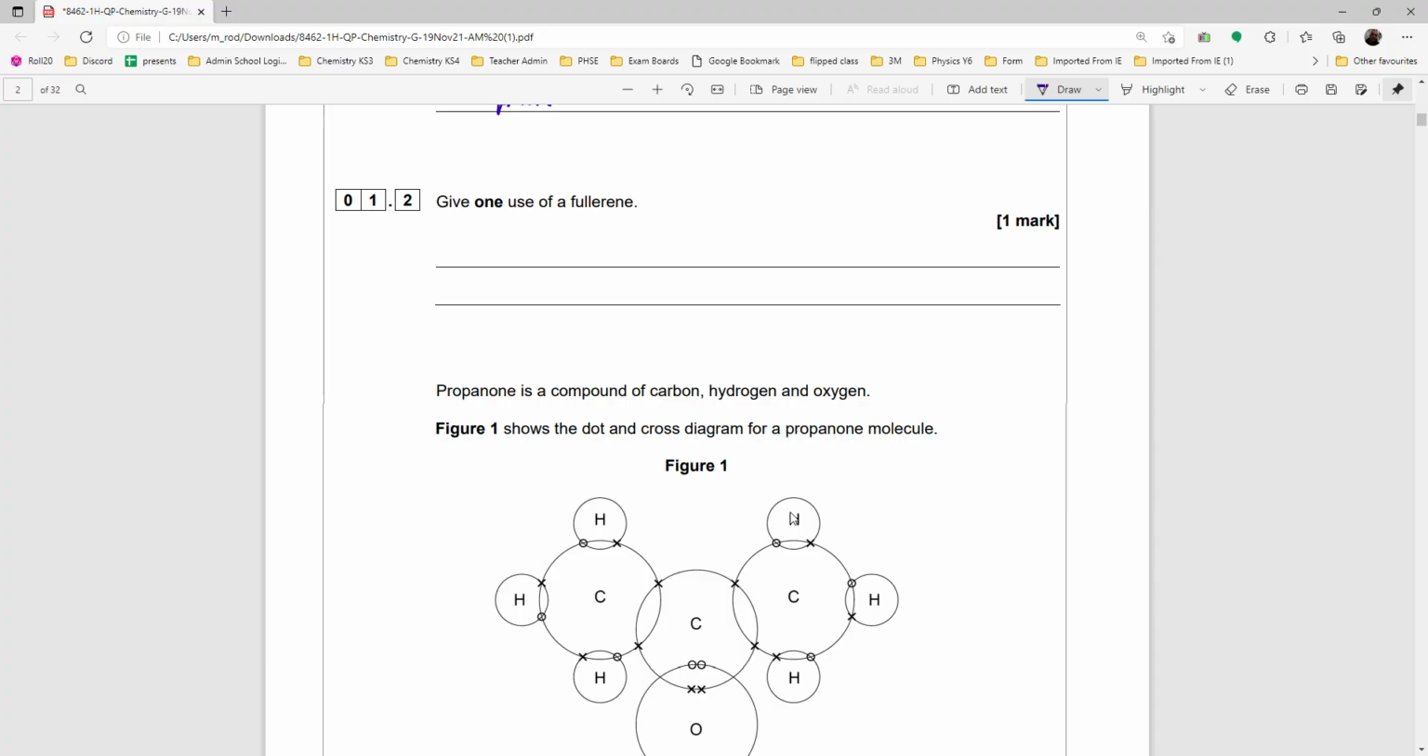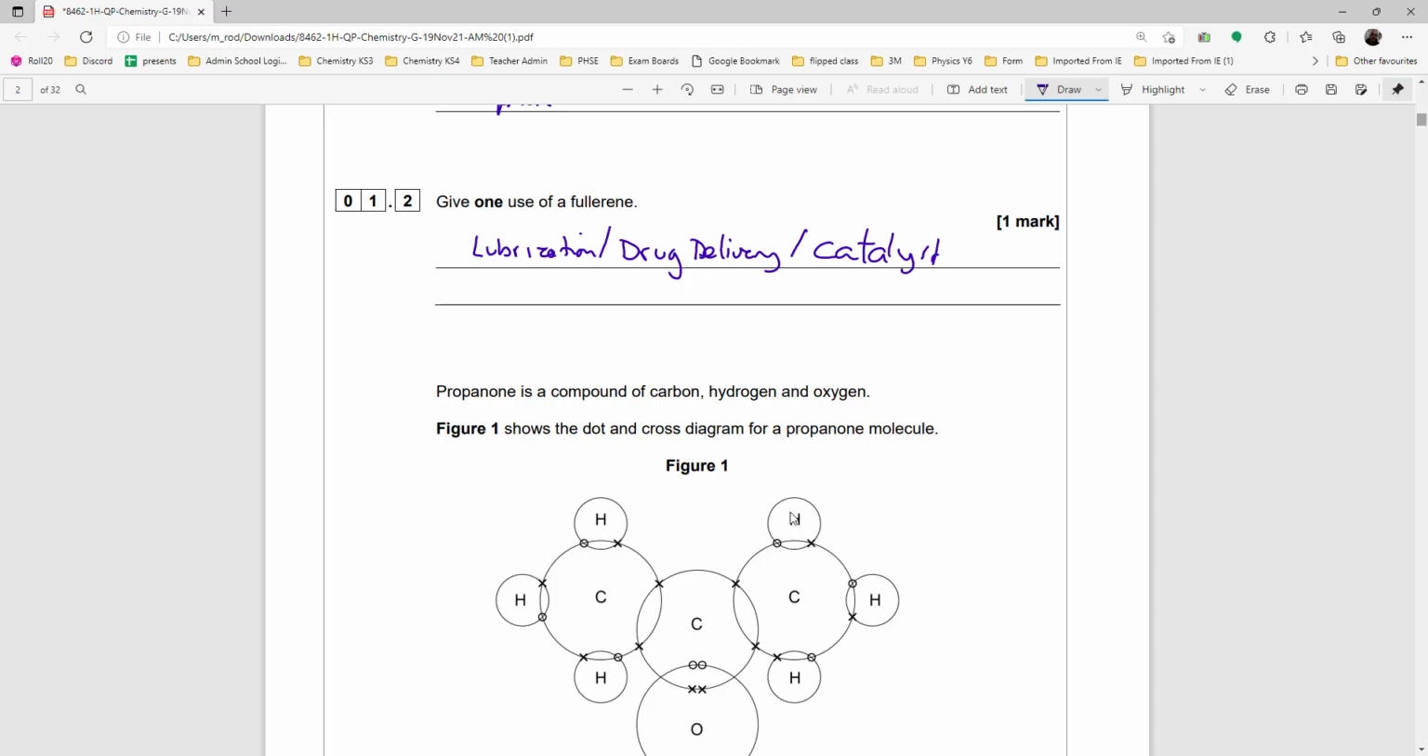Give one use of fullerene. The best ones, of course, are going to be for lubrication, drug delivery, and you could also have, one of my all-time favorites, is it can act as a catalyst. Other options, of course, can be from the syllabus, such as has a high tensile strength as a fullerene, which means it can be used for tennis rackets. Also, not as good is electrical conductors, so it could be used in circuitry.